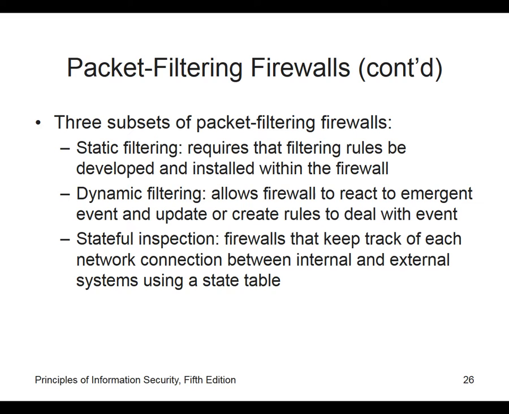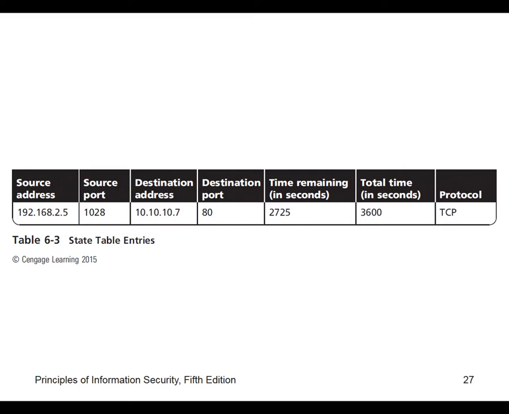There's another example. It's a state table. So here, someone at the 192 address on port 1080 sent something to 1010. That's still another internal address, but obviously this is a sample. Going on port 80, so obviously we're requesting something on a web server.